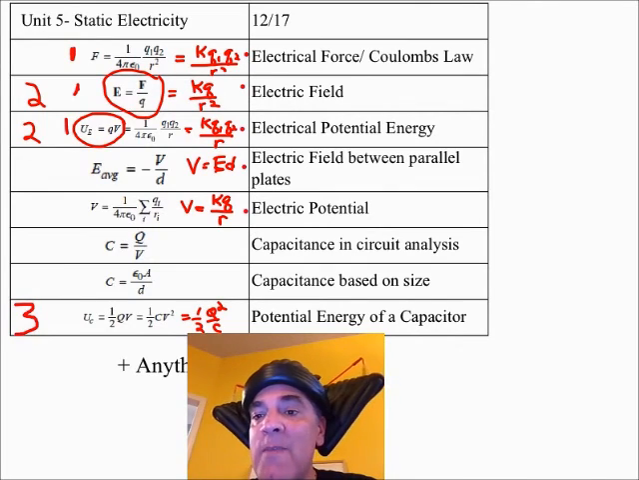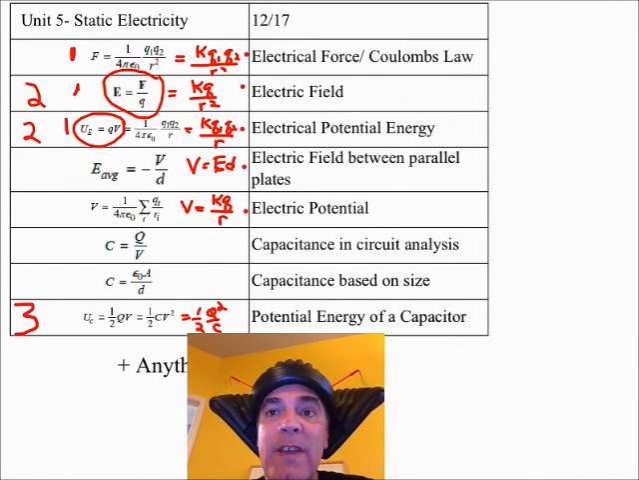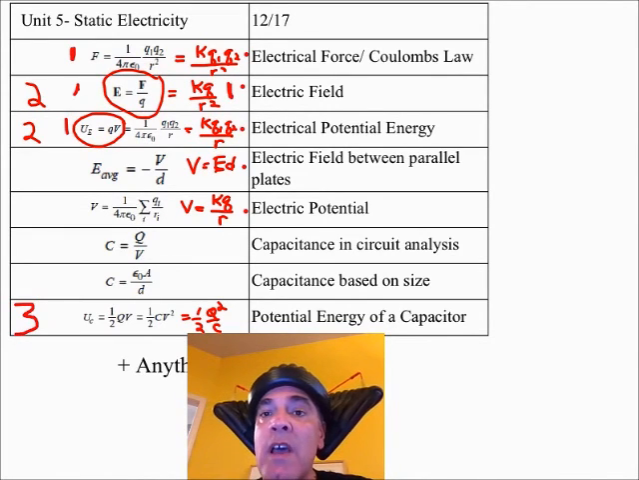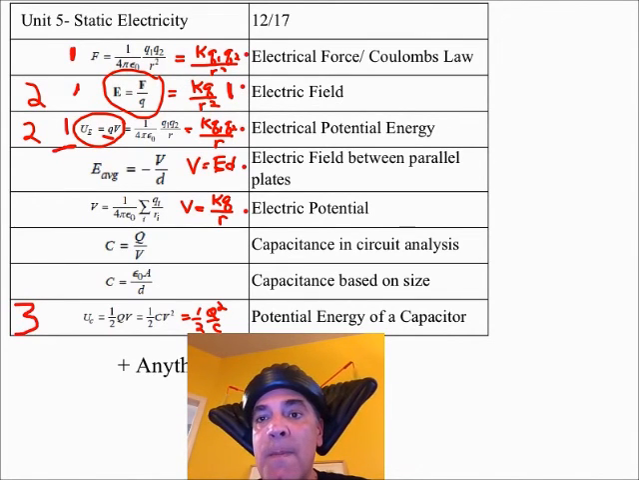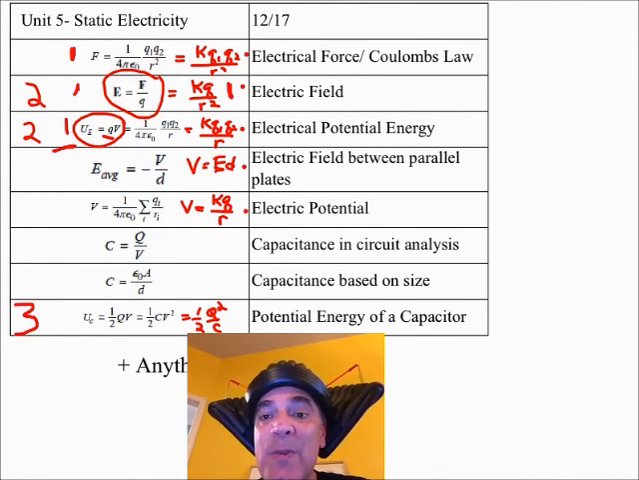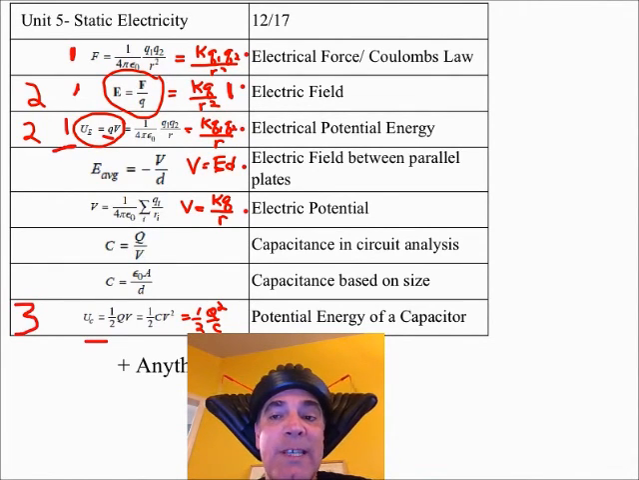A couple of them you have to have more than one equation, because like for the electric field, sometimes you do it based on force, and sometimes with K's and Q's and R's. Same thing with energy. Sometimes you do it with Q and V, and sometimes you use the whole big thing with K, Q1, Q2 over R. For a capacitor, we have 3 different capacitor energy equations that we can sometimes set equal to other energies.